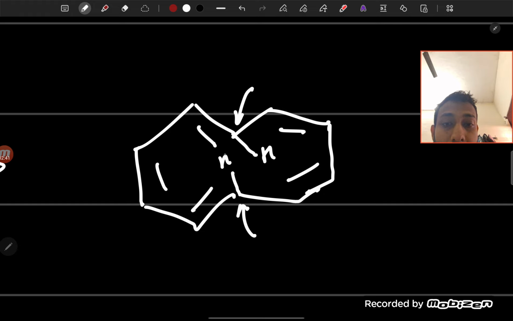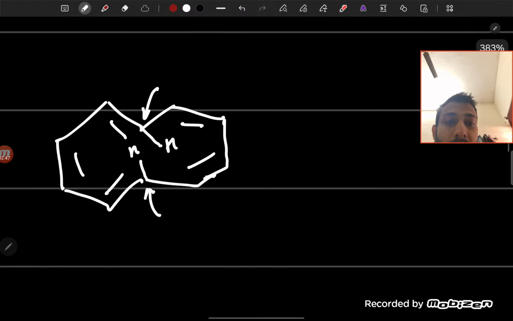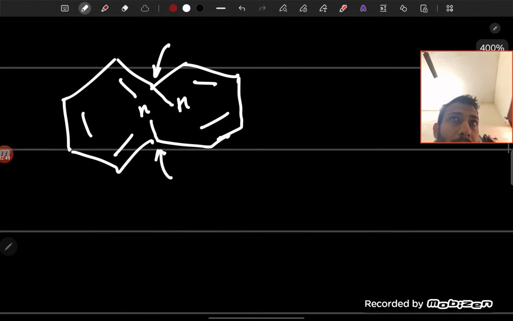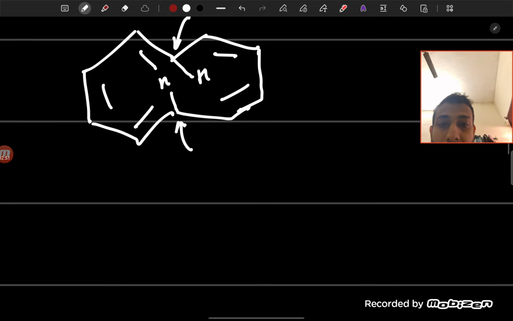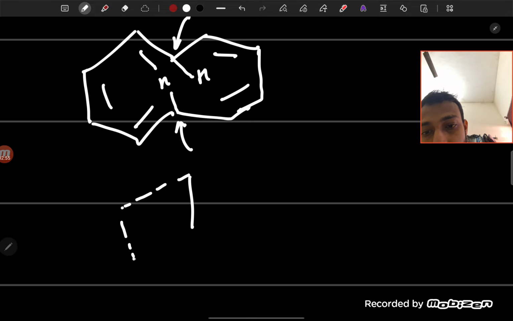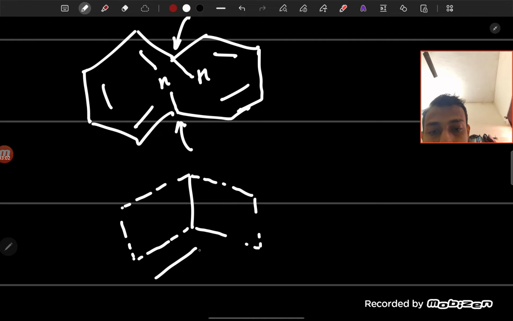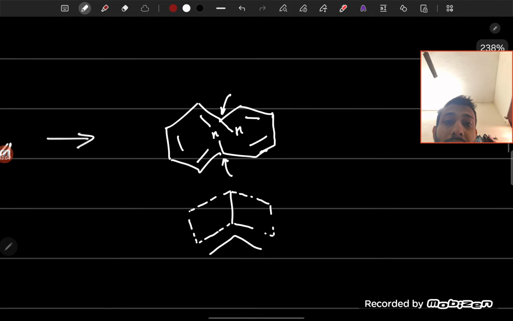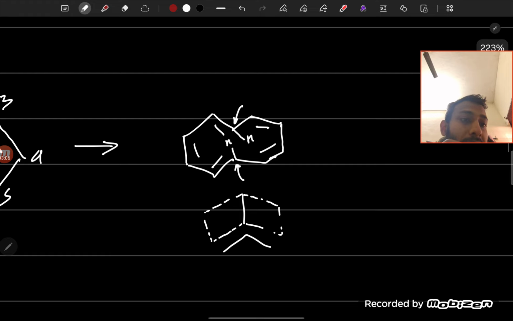Because of the repulsion of these H atoms, this compound turns into an open book type structure, like it bends like this. Yes, so this is the exact shape in which it redefines its structure.